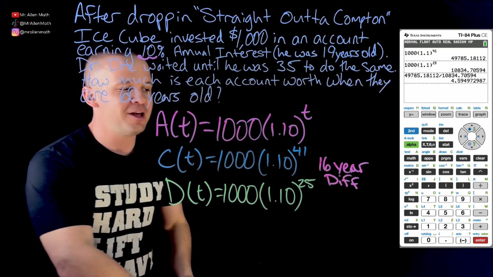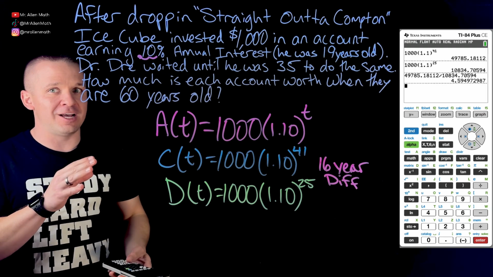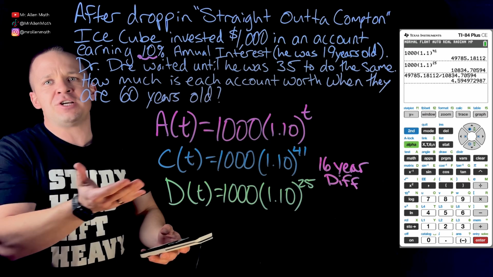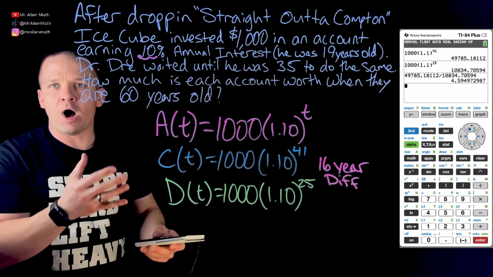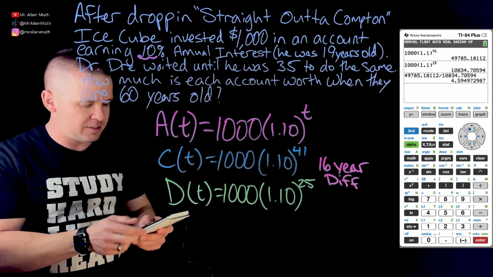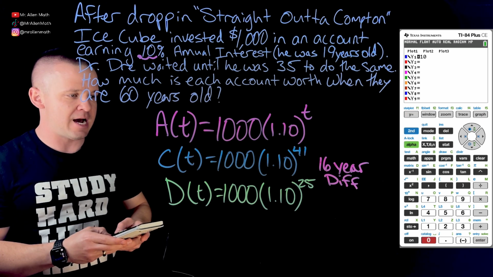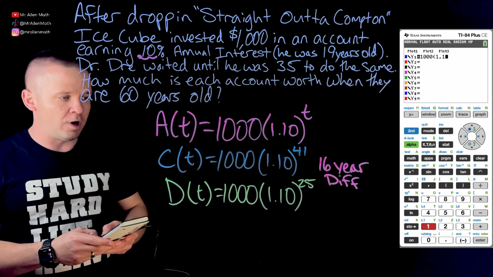And check this out, we could actually write a function for this and take a look at a table and see how different it is over time. Like, what if he had success at 15 years old and he invested it then? How much more money would you really make, right? Let's take a look. So I'm going to go to my y equals here and type this in. We got $1,000, right? The 1.1, the 10% growth.